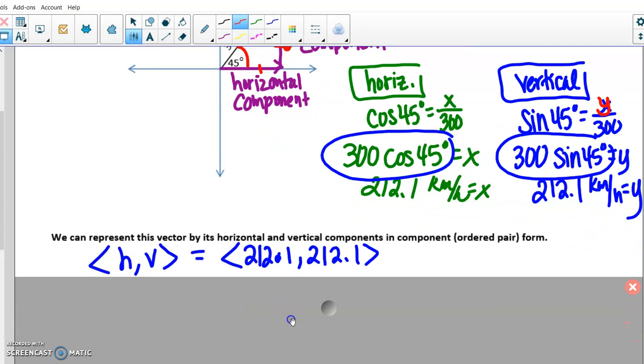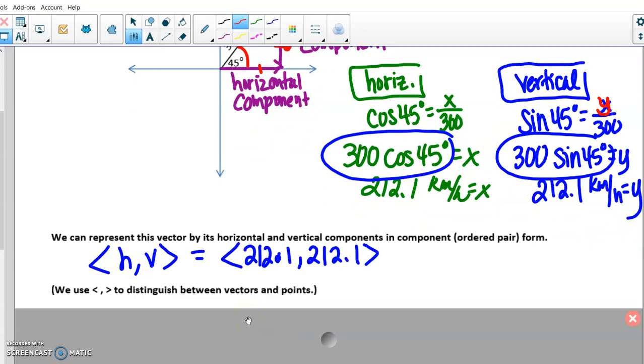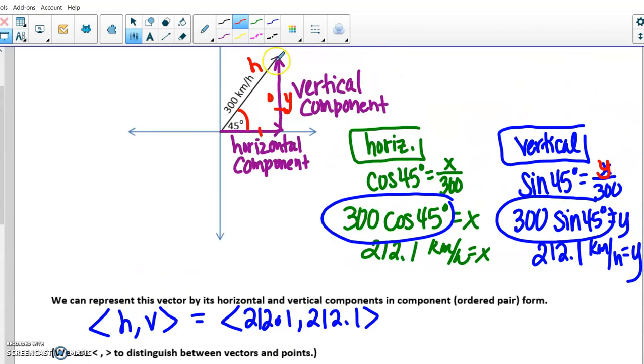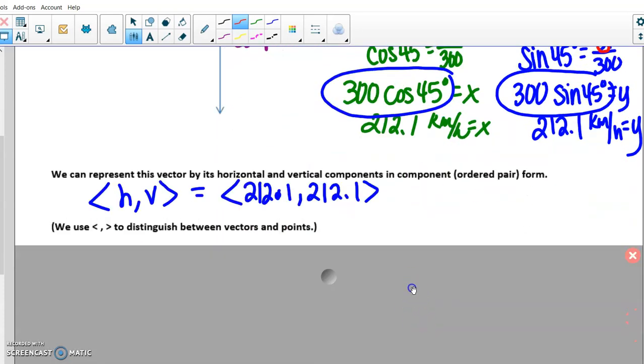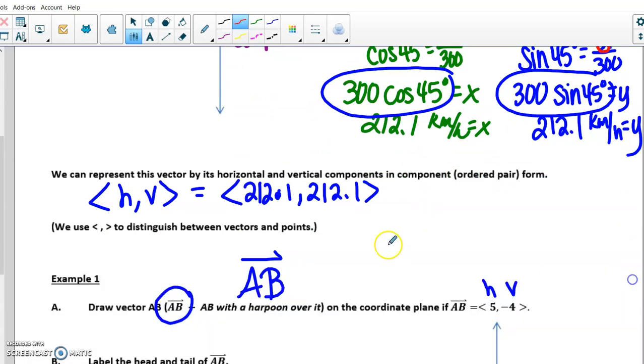You're going to notice that we use these symbols, they almost look like greater than and less than symbols, to distinguish that this is a vector and not a coordinate. So your horizontal component is always your x coordinate, and your vertical component is always your y coordinate. But again, we use these arrowheads essentially to show that it is a vector, and this is component form. This is not an ordered pair. So we know the head of this vector is at this point here, 212.1, comma 212.1. So that is component form.